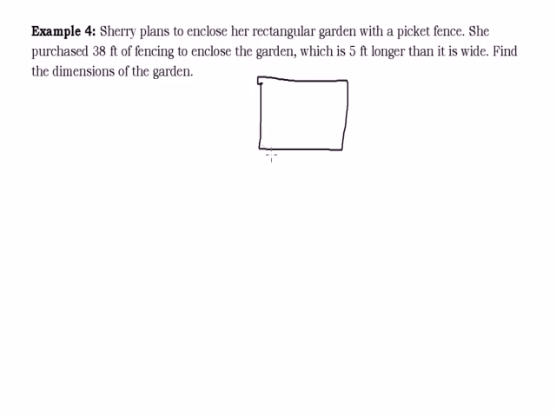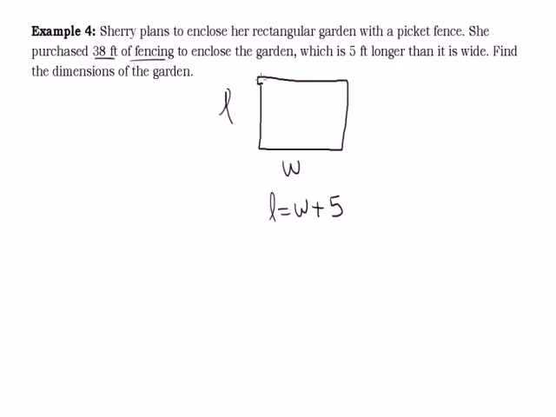We're told that it's 5 feet longer than it is wide. So if I have W and L, I should be able to determine some relationship between W and L. It's 5 feet longer than it is wide, so I think that's saying that L equals W plus 5. In this example, I'm not going to explicitly write down the meanings of L and W, as I think L standing for length and W standing for width is pretty clear, but that may be helpful if you want to do that. Alright, now she purchased 38 feet of fencing.